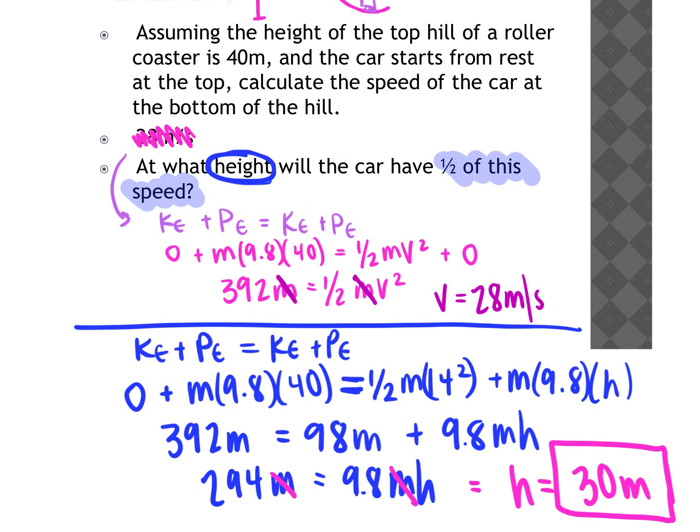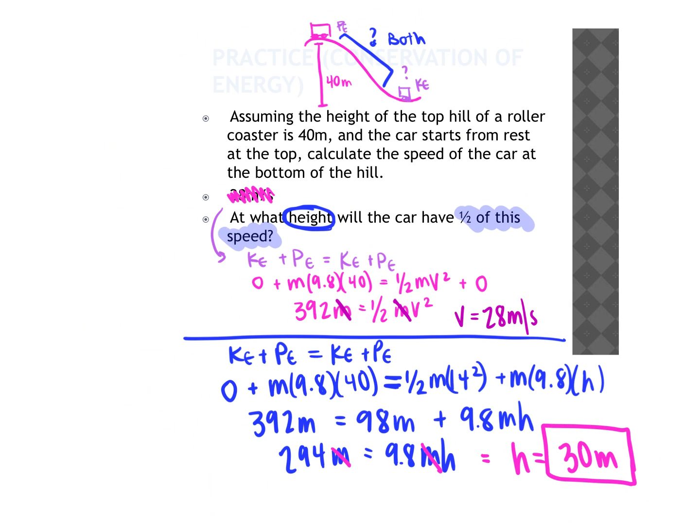That the cart has traveled 30 meters downward, or that it's traveled 10 meters downward? What's that tell us? 10 meters downward. Only 10 meters downward. It's at a height of 30 meters off the ground. That's what that's telling us. So that proves what you experience when you go on a roller coaster.